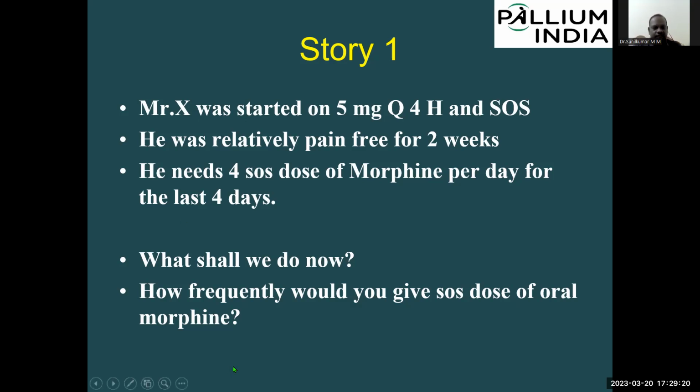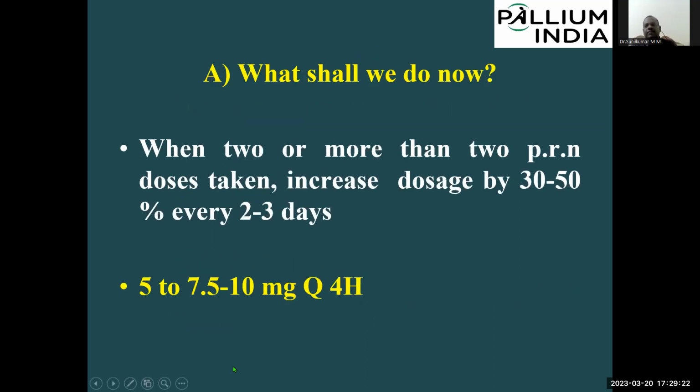So as Dr. Harsha told, we can increase the dose of morphine. So when would you increase the dose of morphine? If the patient is taking 2 or more than 2 SOS doses. PRN means it is the same as SOS dose. Then you can increase the dose of opioid by 30 to 50%. Sorry, this is not every 2 to 3 days. It is every 24 hours.